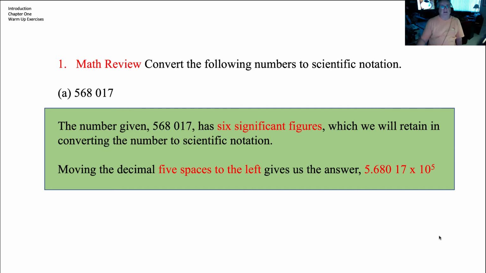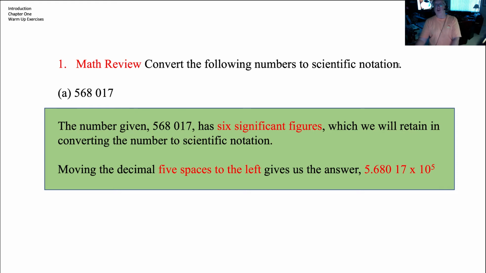So if we take the first one, convert 568,017 to scientific notation, the explanation here says the number given, 568,017, has 6 significant figures. So we're going to find out during this course that dealing with accuracy and significant figures is very, very important. So it's worth starting off with this one to get an idea of what we're looking at. Every place in this number is significant, so every one of the digits counts. So we will retain that 6-digit significant figure in our answer when we convert it to scientific notation.